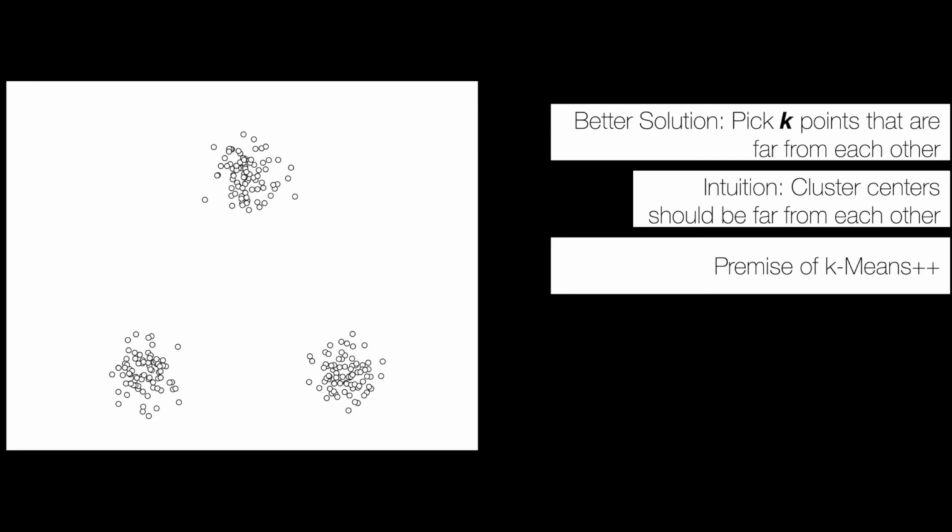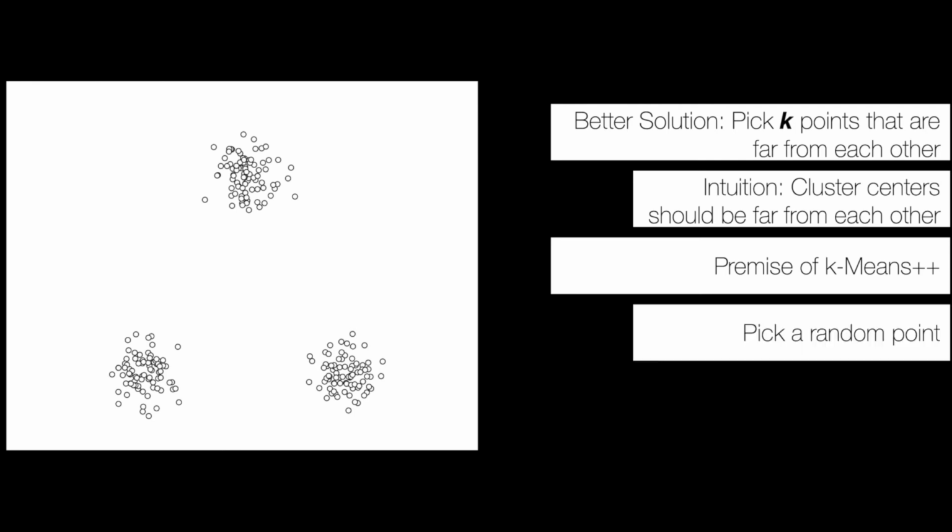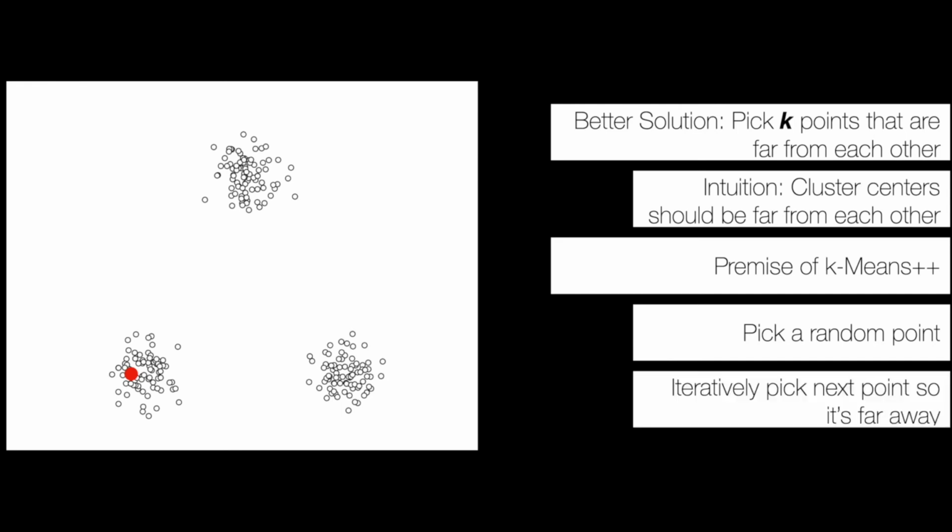And this is the premise for the k-means++ algorithm. So we start by taking a random point from our data, say this red point in the bottom left, and then when we pick our next point, we pick our next point intelligently such that it is far away.